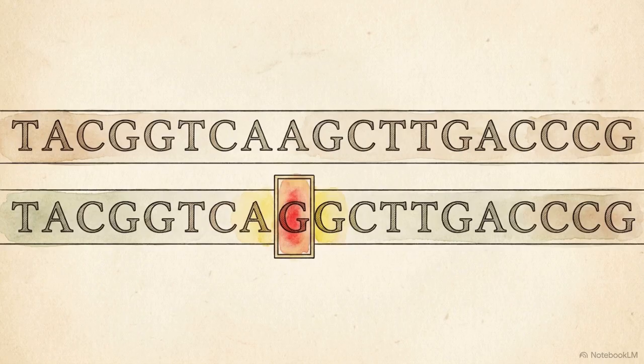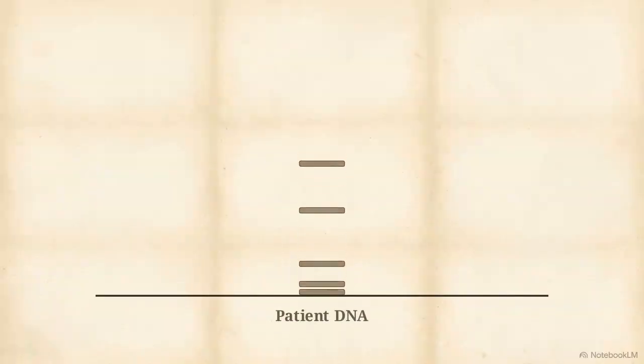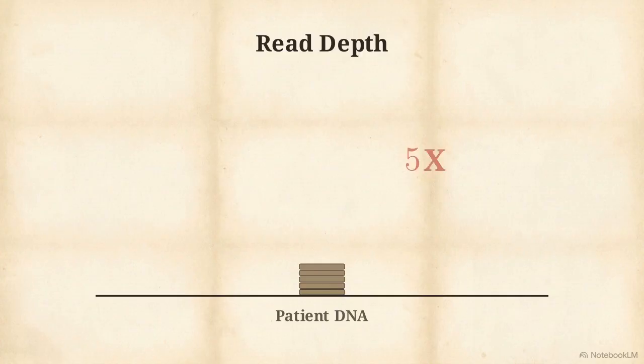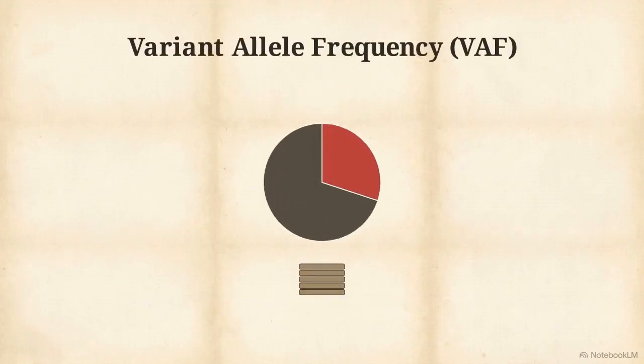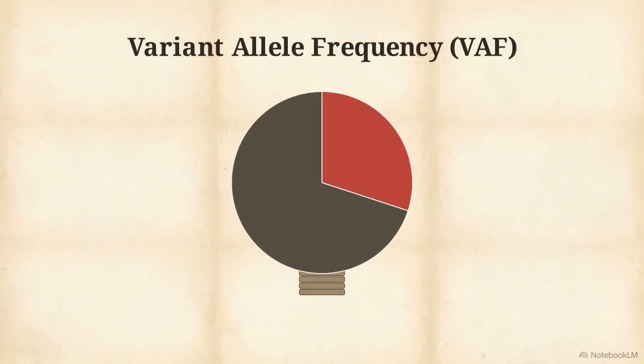Now the software scans for variants, single-letter changes called SNVs, or small insertions, where the patient's DNA differs from the reference. To verify a mutation, we examine the vertical cross-section, known as read depth, which provides statistical evidence. For cancer testing, a 500x threshold means the sequencer checked that exact coordinate 500 times, providing a massive sample size to confirm findings. We then calculate the variant allele frequency, or VAF.